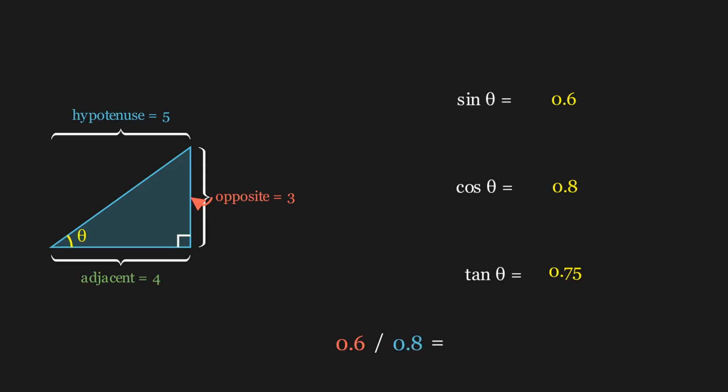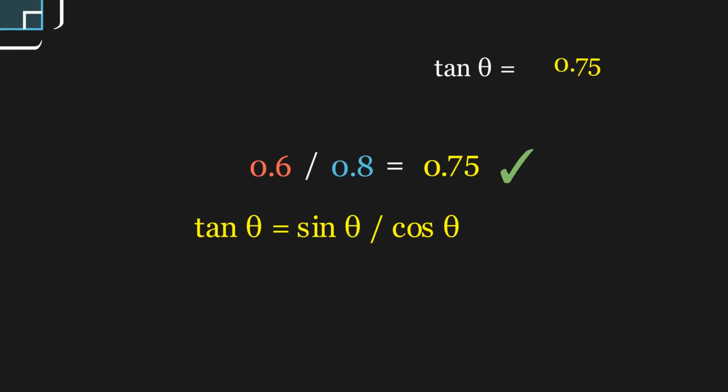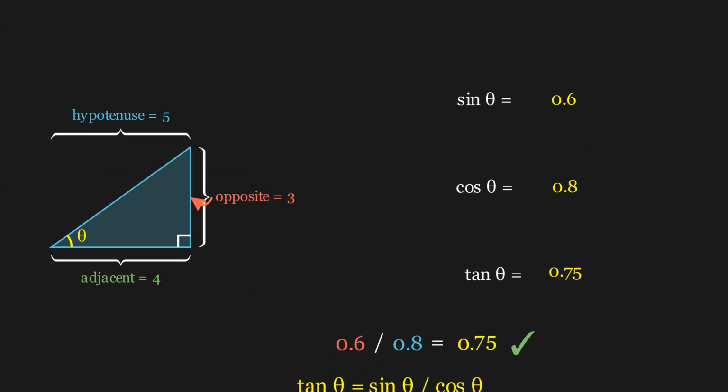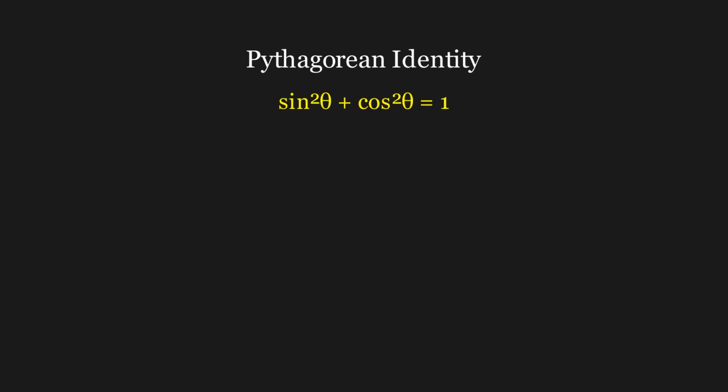It checks out perfectly. We can double-check this a totally different way too, using the original side lengths before we divided anything. The Pythagorean theorem says 3 squared plus 4 squared should equal 5 squared. 3 squared is 9, 4 squared is 16, and 9 plus 16 is 25. 5 squared is also 25. They match, which confirms our triangle was legitimate in the first place.